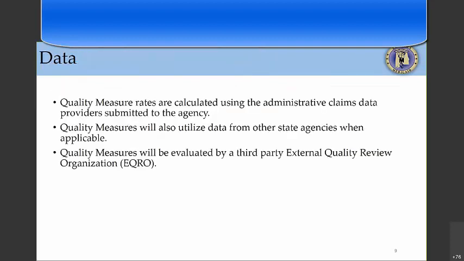The data. Quality measure rates are calculated using the administrative claims data providers submitted to the agency. Quality measures will also utilize data from other state agencies when applicable. Quality measures will be evaluated by a third-party external quality review organization.